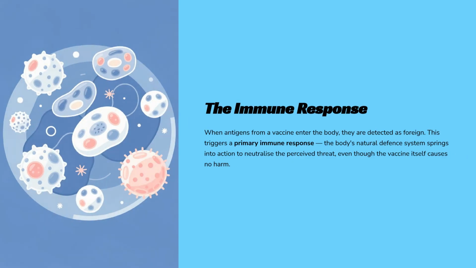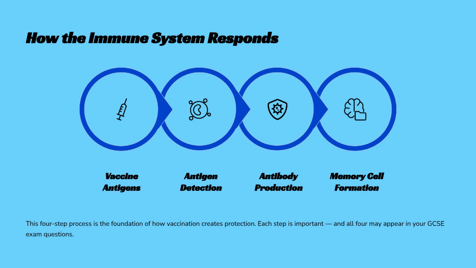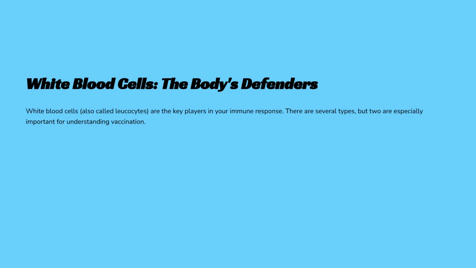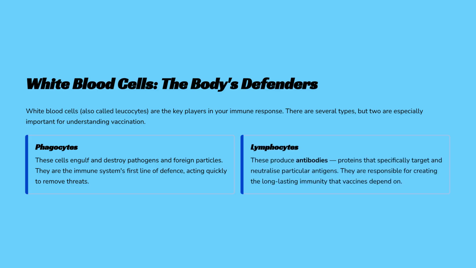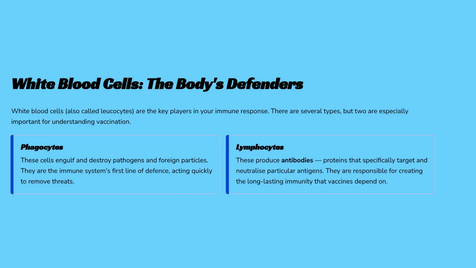When vaccine antigens enter the body, they are detected as foreign, triggering a primary immune response, where the body's natural defense system acts to neutralize the perceived threat. The immune response is a four-step process: vaccine antigen introduction, antigen detection, antibody production, and finally, memory cell formation. White blood cells are our primary defenders. Phagocytes engulf and destroy pathogens, while lymphocytes produce antibodies to neutralize specific antigens and create long-lasting immunity.